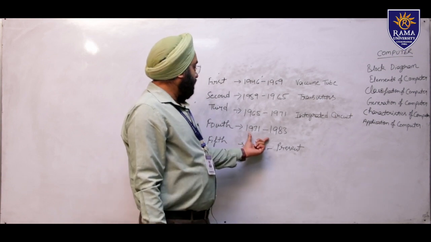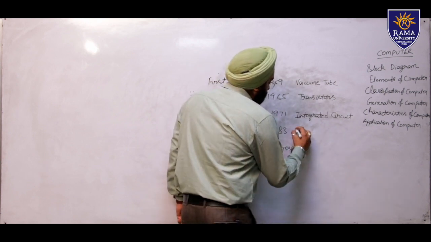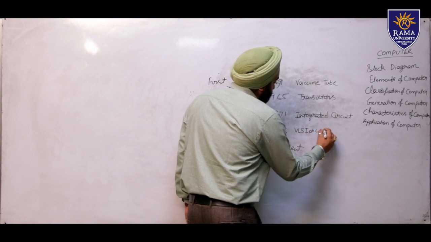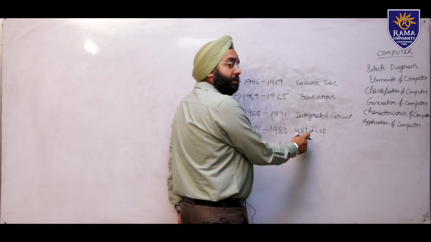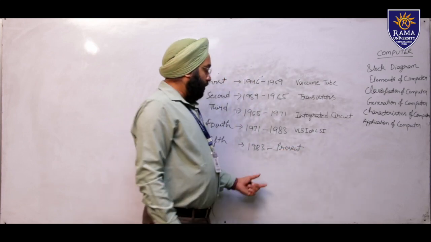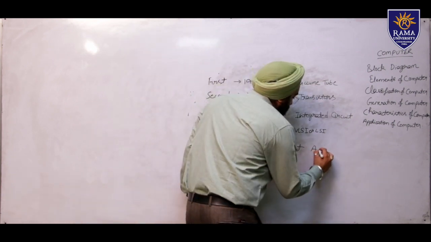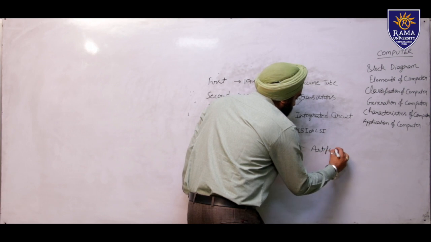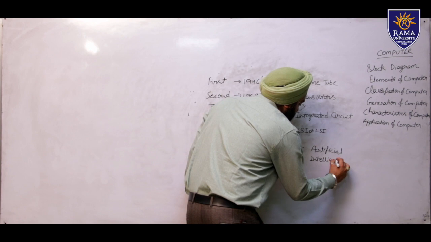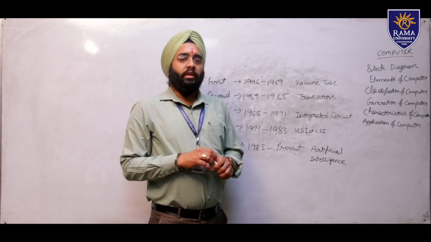The fourth generation, which starts from 1971 to 1983, used VLSI or LSI, that is called very large scale integrated circuit and large scale integrated circuit. And now, at the present time, we are working with artificial intelligence. This is the latest technology on which scientists are working right now.